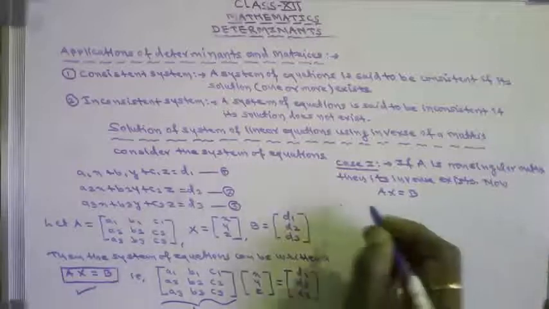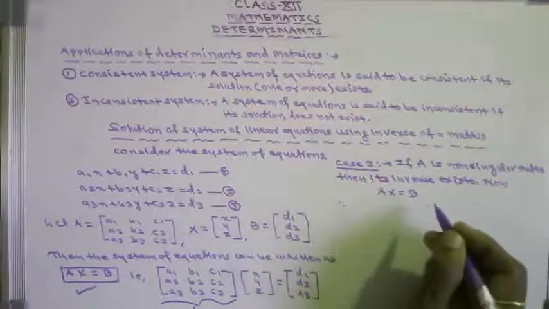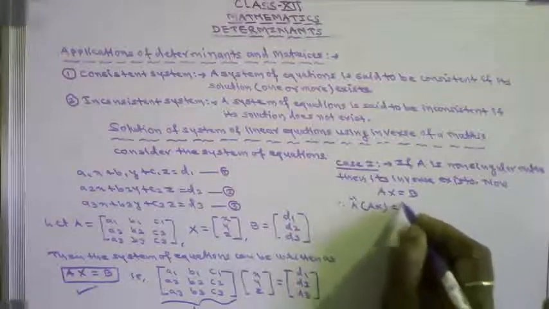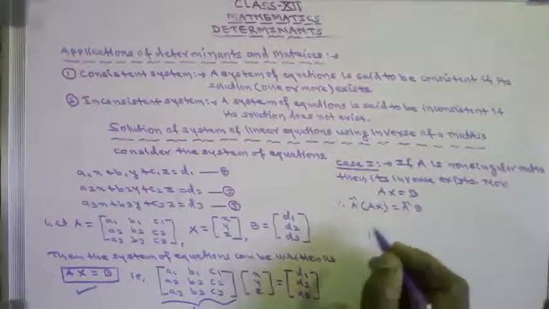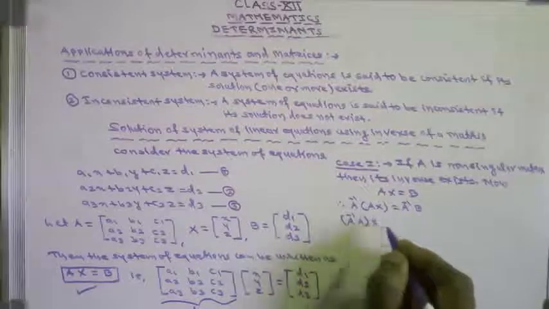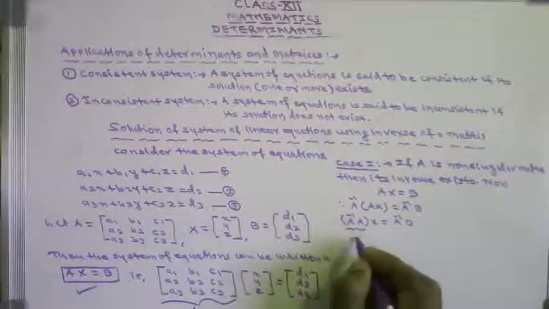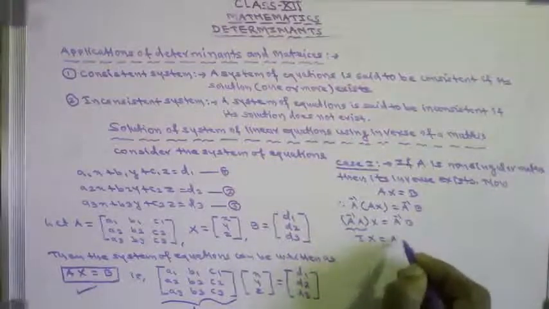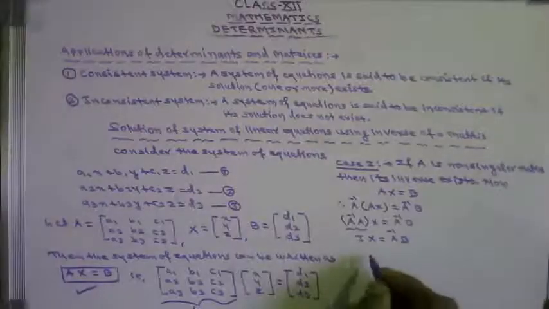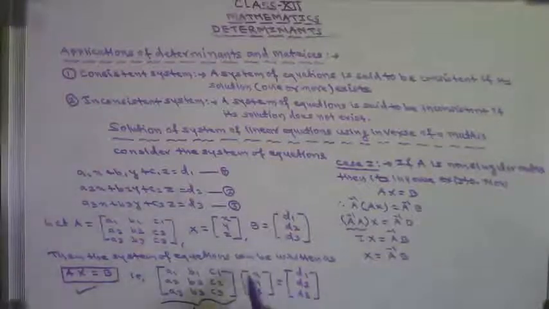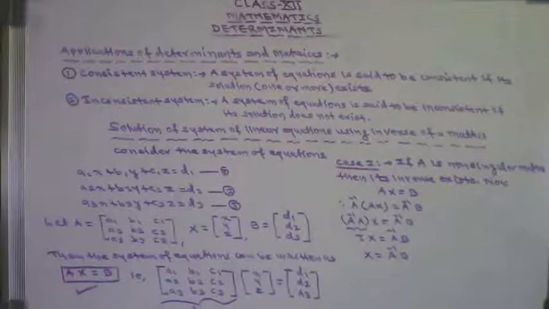So I am pre-multiplying this equation by A inverse. So A inverse into A into X equals A inverse into B. I am grouping this A inverse into A into X equals A inverse B. Now A inverse A is I, so I into X equals A inverse B. I into X means X equals A inverse B. X means the value of x, y, z. So X equals A inverse B.